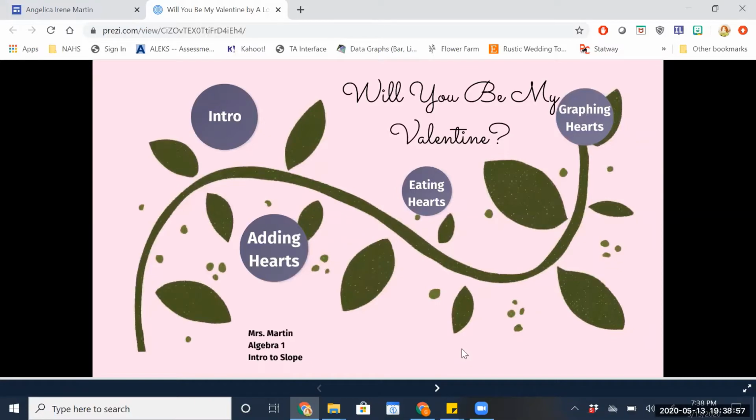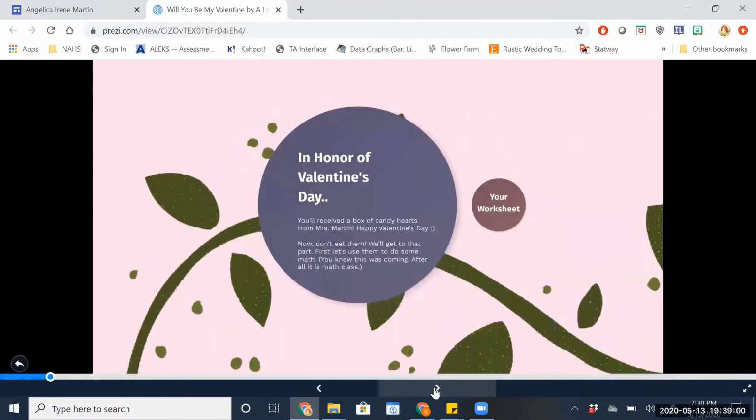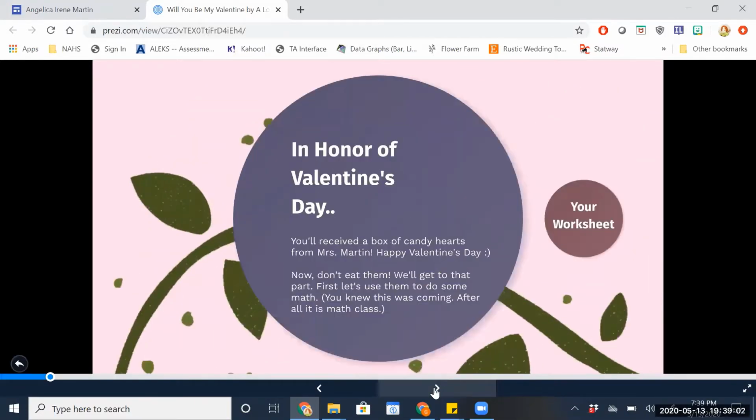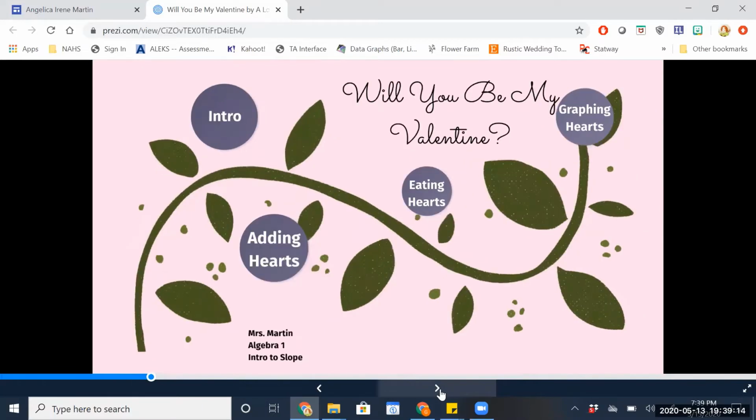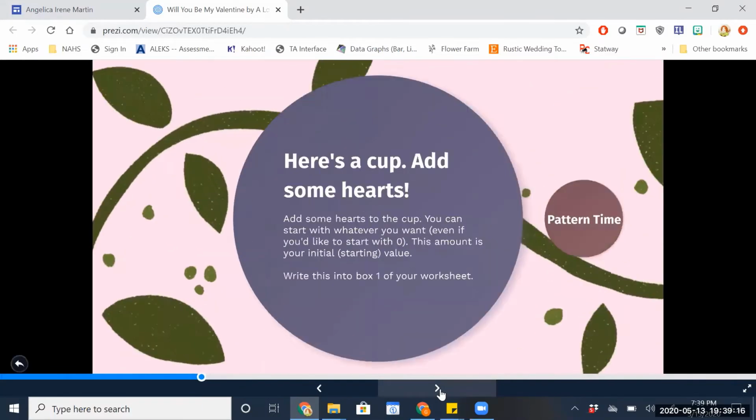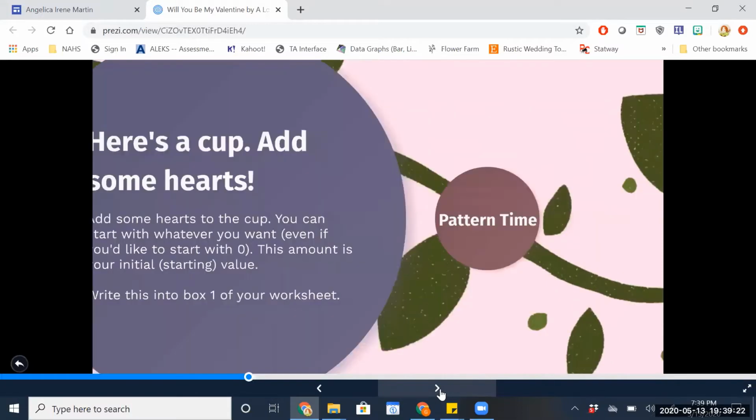So here it is, and you can take some time to look through it. What we did, I brought up the worksheet. It's a thing with my kids not to write their names, so I made sure to tell them to write their name. And then to continue, we started adding hearts. They added candies to a cup and they recorded it in a worksheet. This kind of walks them through that.